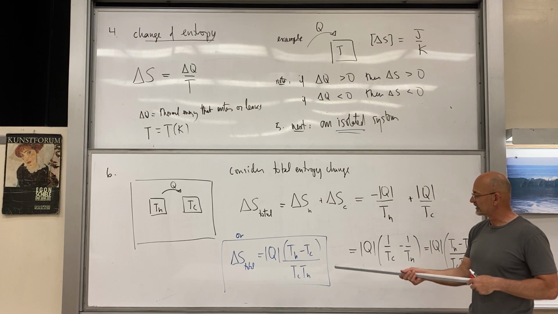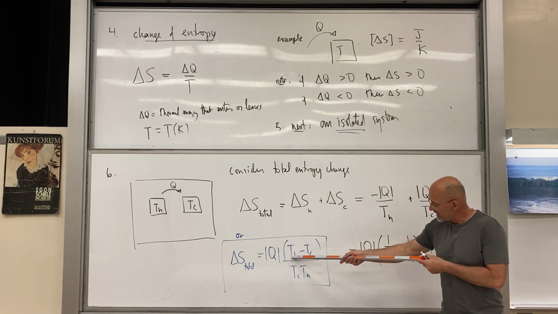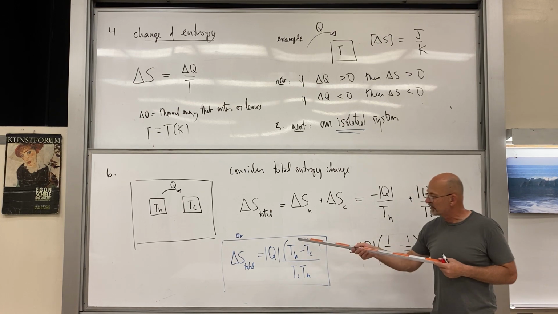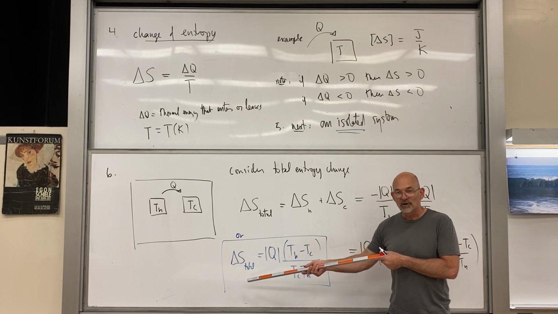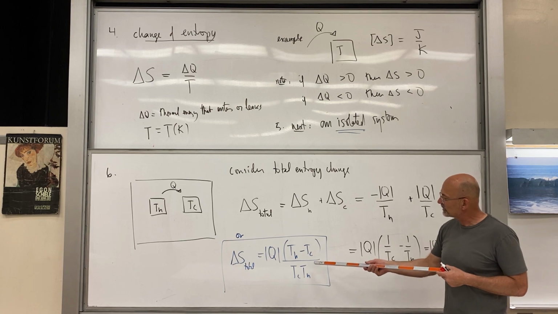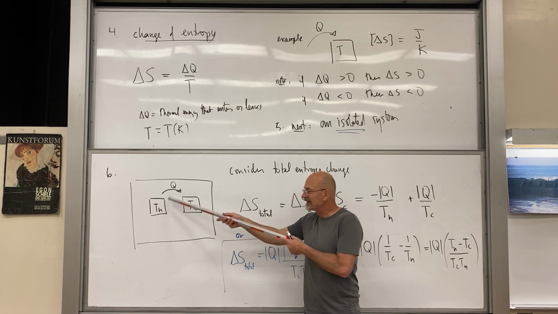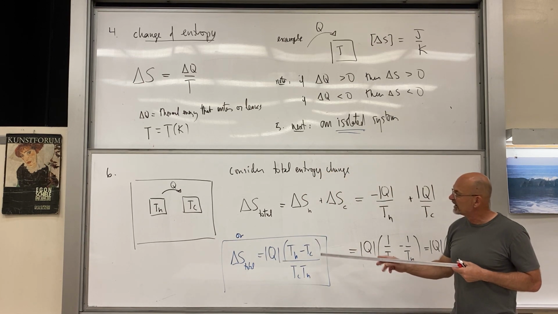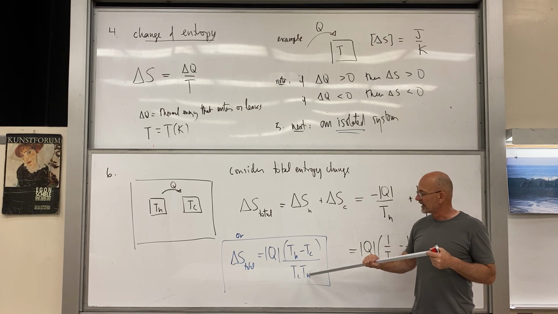The point is this. This is always positive, right? Hotter minus colder, that's a positive number. Everything here is positive. So this delta S total increased. It increased when you just let two things experience heat transfer, okay? Delta S total increased, and it turns out this is a law of nature, okay?